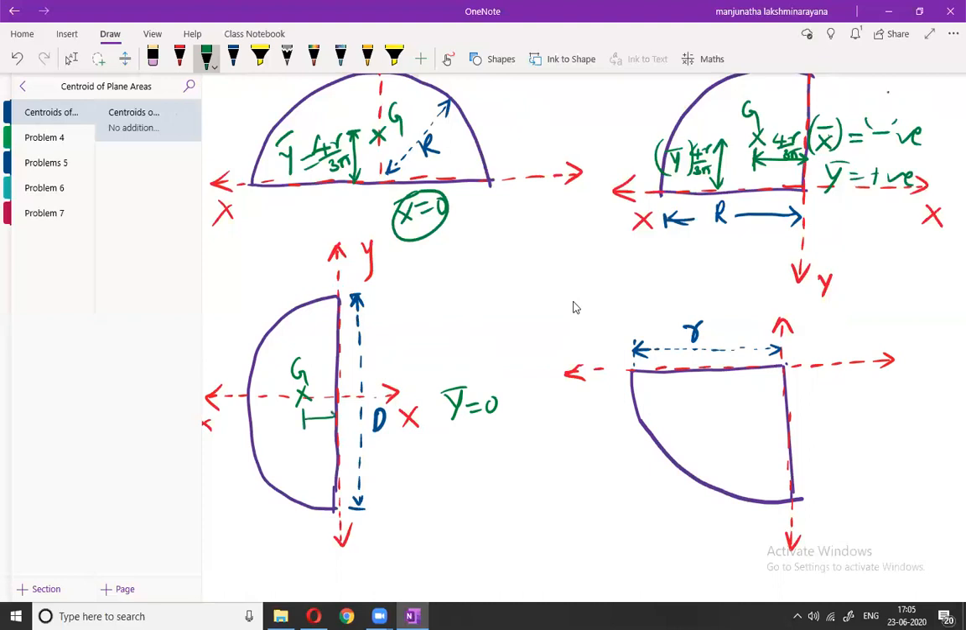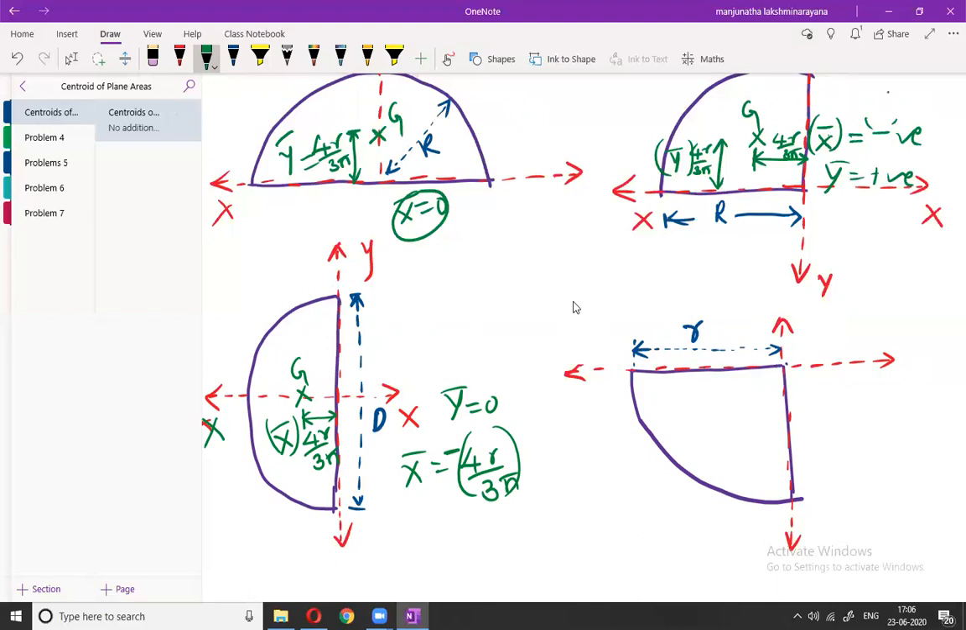Next, as usual, the centroid lies at a distance of 4r by 3 pi in case of a semicircle. Okay, and since this is in the x direction, it will be x bar. The distance of centroid from the y-axis will be called x bar. Therefore, x bar is equal to 4r by 3 pi. One condition to keep in mind is that this value should be negative, because it is on the left side of the y-axis, or on the negative side of the x-axis. So it is minus 4r by 3 pi.